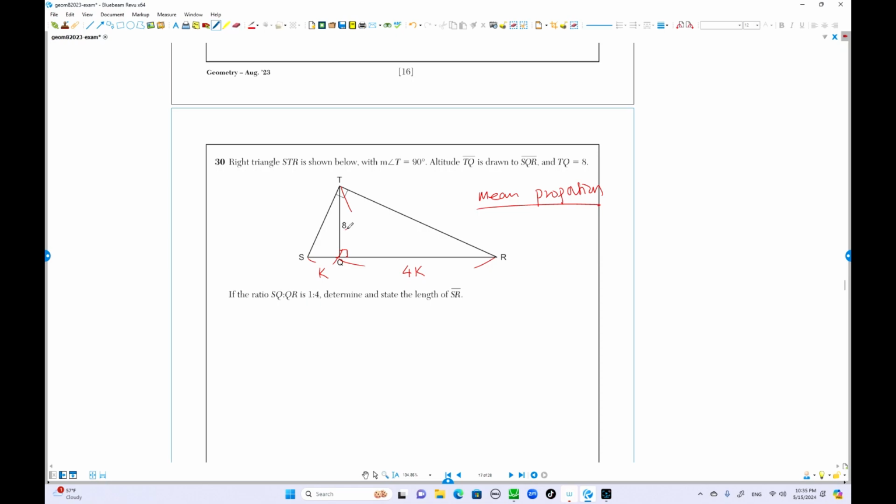So the formula is a squared. 64 equals K times 4K, right? 4K squared. So actually, K squared is 16, K is 4, okay? So this side is 4, the other side is 16. So SR equals 4 plus 16 equals 20 is the answer, okay?